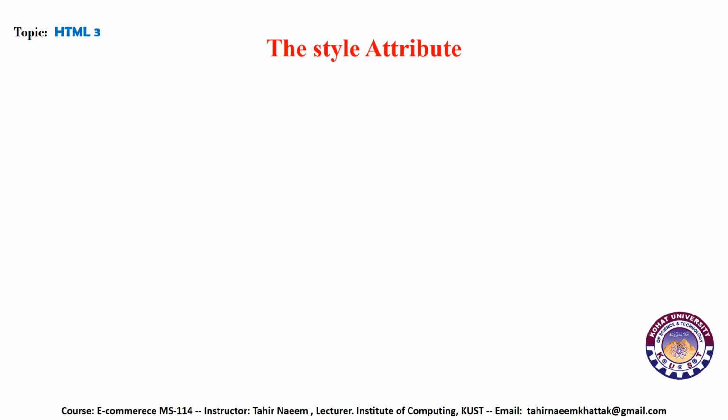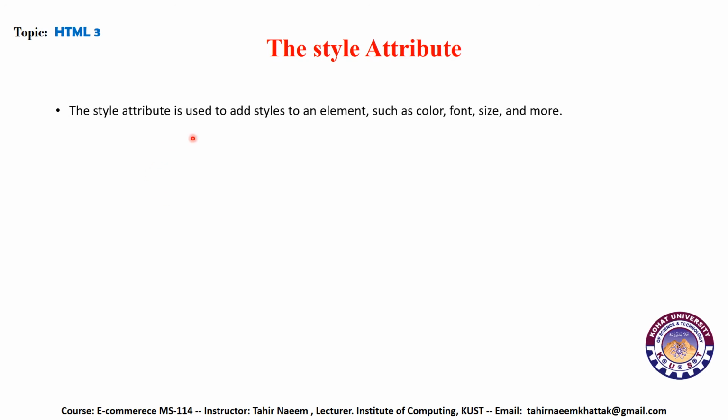The style attribute. The style attribute is used to add styles to an element such as color, font, size, and more. Example: p, this is the paragraph, style color. Here I am giving the color red. So this is the red paragraph. This text will be shown in red color because in style I specified the color red, which we will discuss in detail in later lectures.